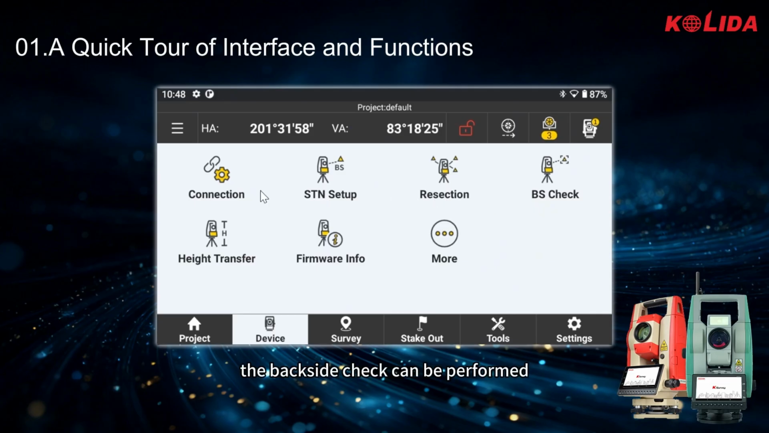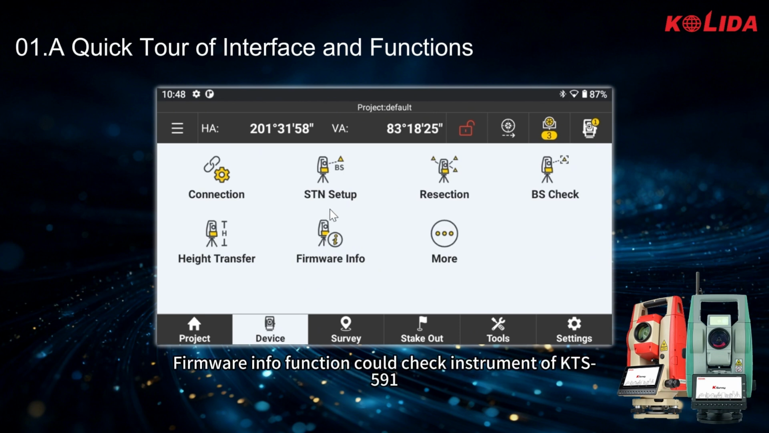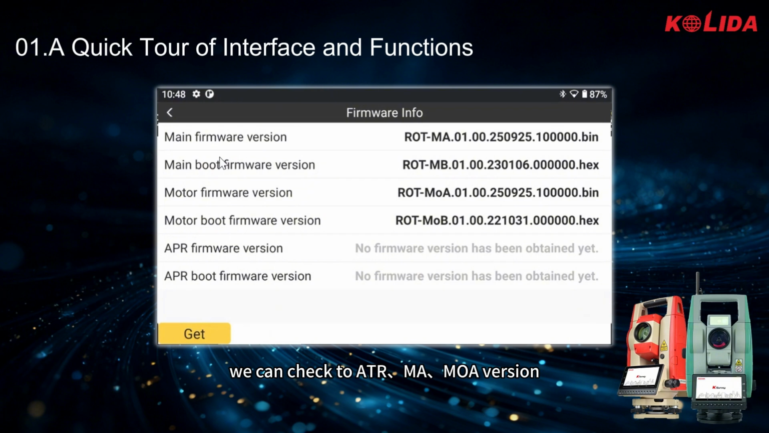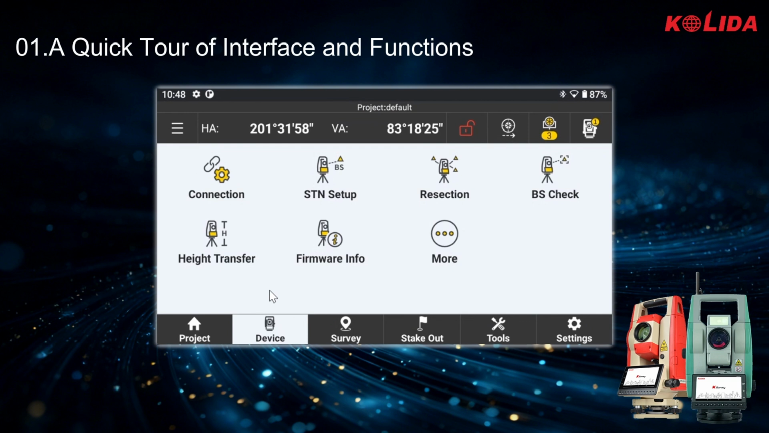The backside check can be performed after parking the equipment and also from a point with a known height. We could determine the height of our station. The firmware info function could check the instrument, a KTS591. We can check the ATR and MOA version. In the future, firmware can be upgraded on Ksurvey.